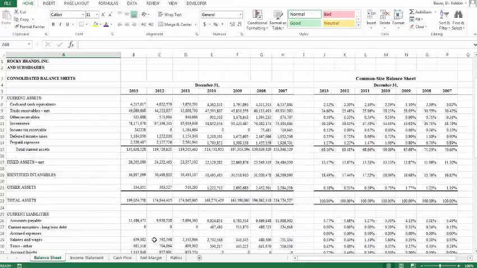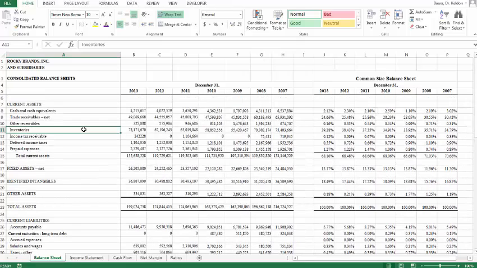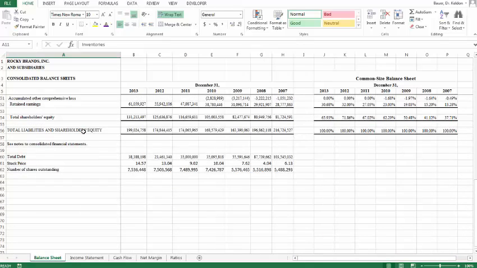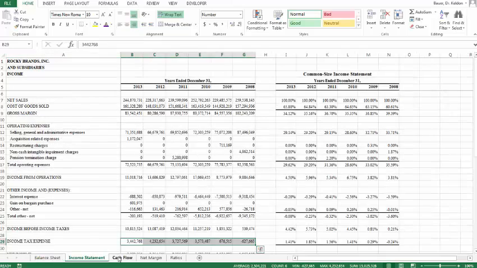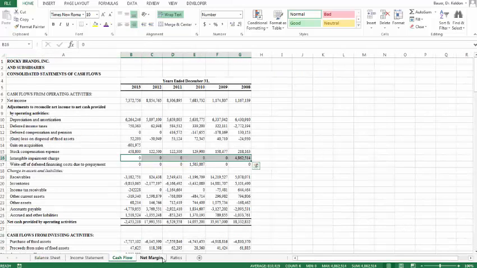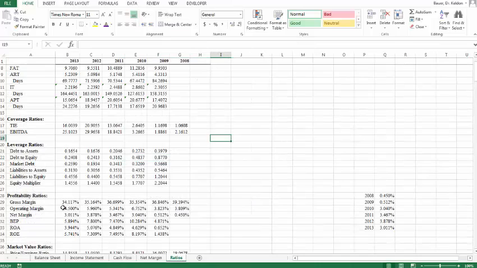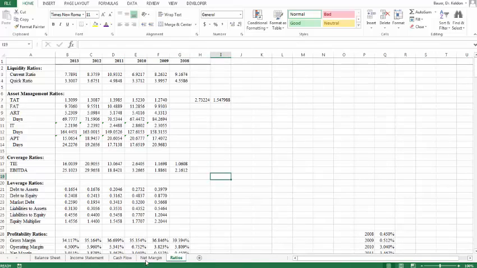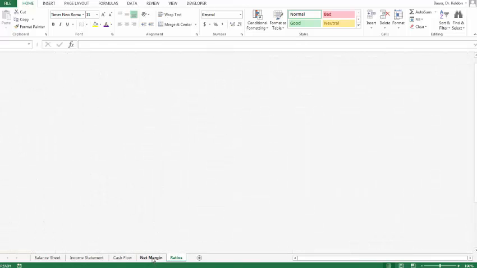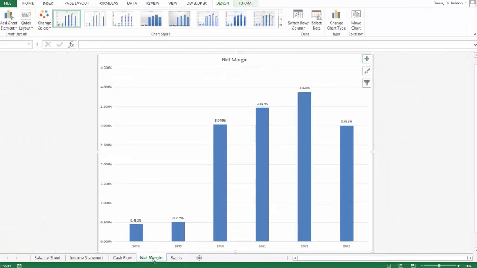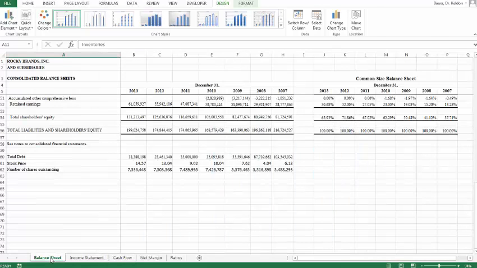Okay, this is the Rocky Brands balance sheet, income statement, cash flow statement, and ratios. Complete with a graph of what's happened with their net margin over time. I don't know why I did that, but what the heck.